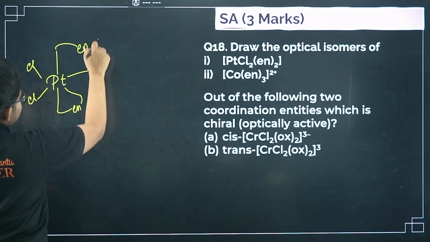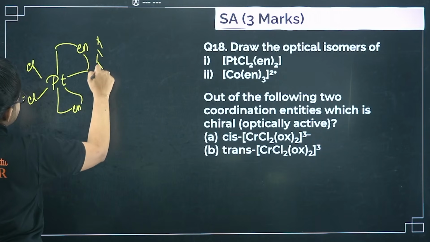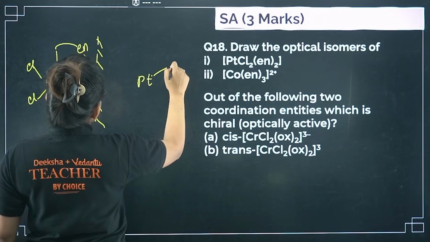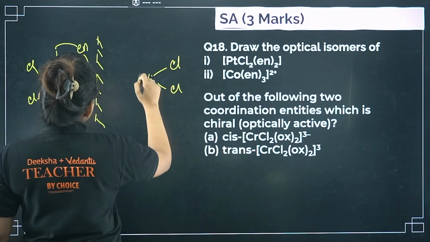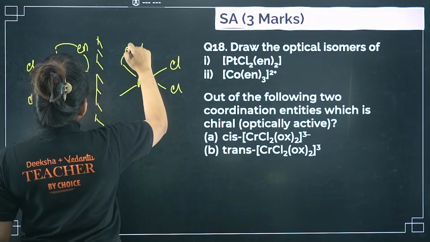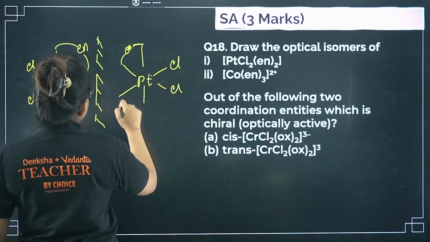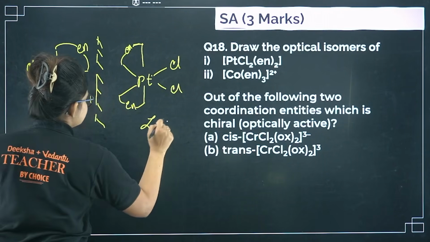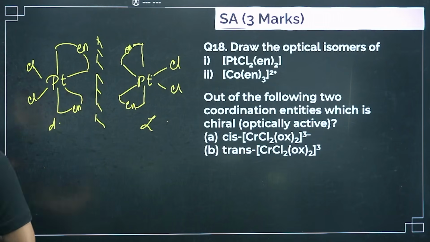Now place one mirror and draw the mirror image. Platinum, here Cl, here Cl, here 1 ethylene diamine and here 1 ethylene diamine. If this is your dextro, then that is your levo. Okay, this is how you should draw it.